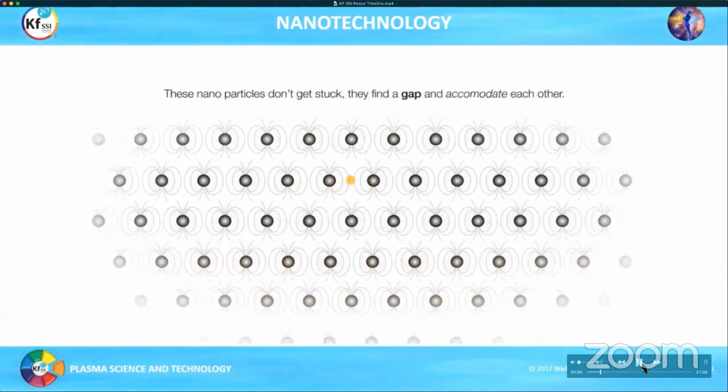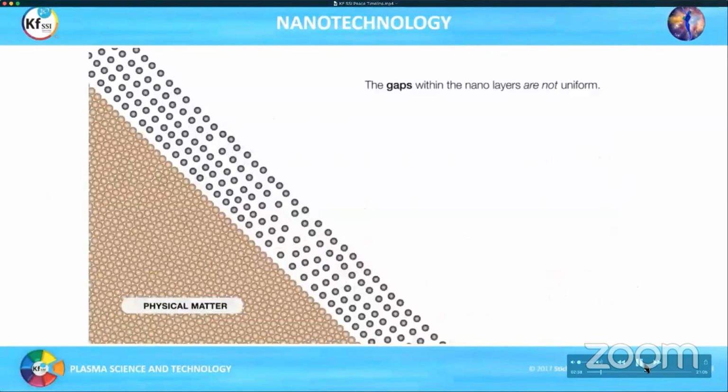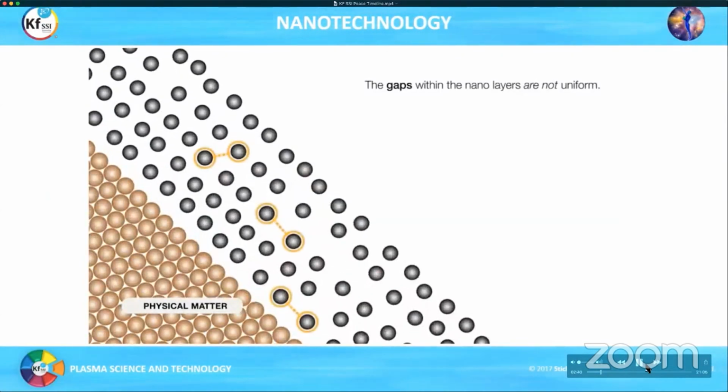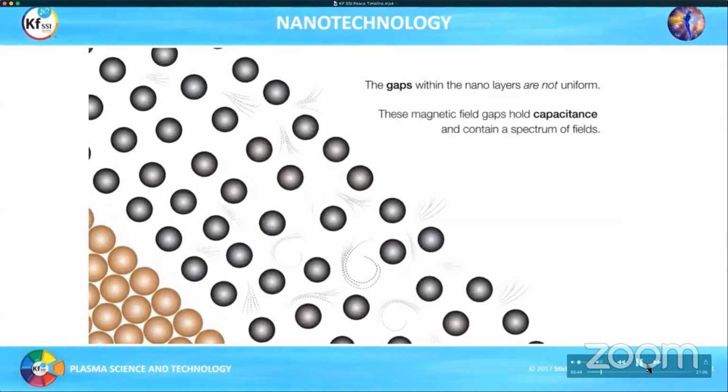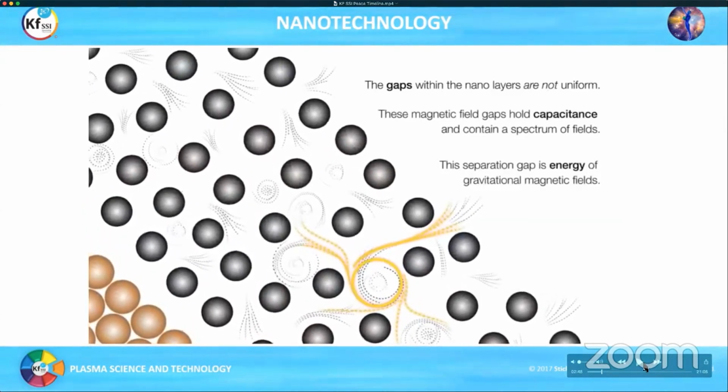The nanoparticles don't get stuck. They find a gap and accommodate each other. The gaps within the nanolayers are not uniform. The magnetic field gaps hold capacitance and contain a spectrum of fields. This separation gap is energy of gravitational magnetic fields. This is just what we were talking about, basically.